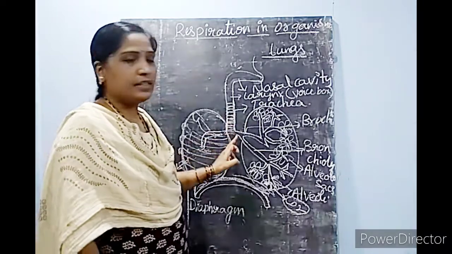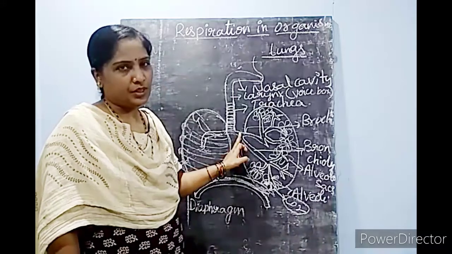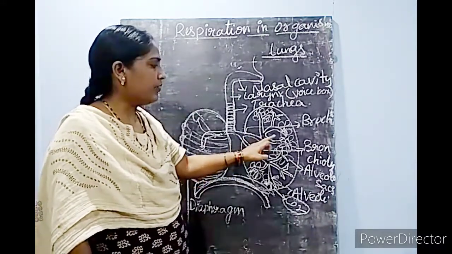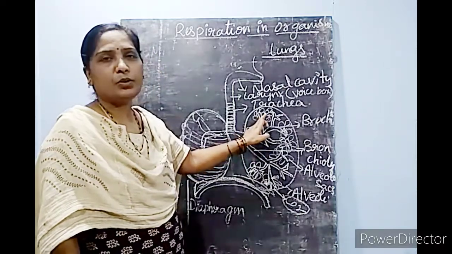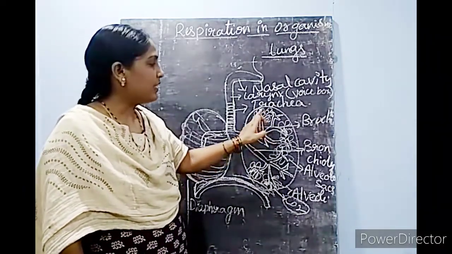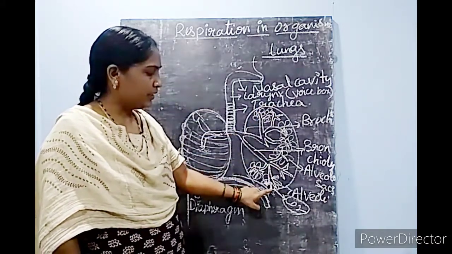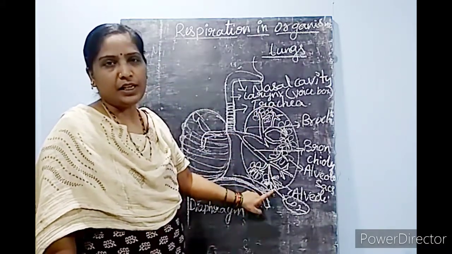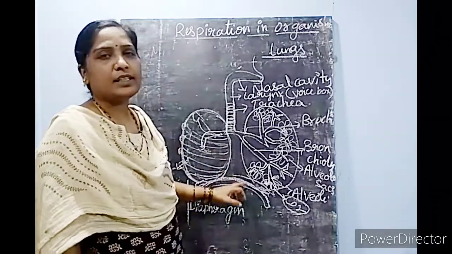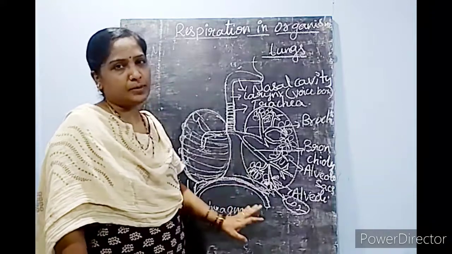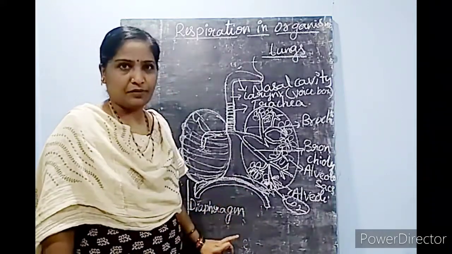The trachea divides when it reaches the chest. It divides into bronchi. Bronchi are redivided into bronchioles. Bronchioles open into the alveolar sacs. Alveolar sacs lead to the alveoli. Near the alveoli, exchange of gases takes place. And below the lungs, a sheet of muscles is present, known as the diaphragm.